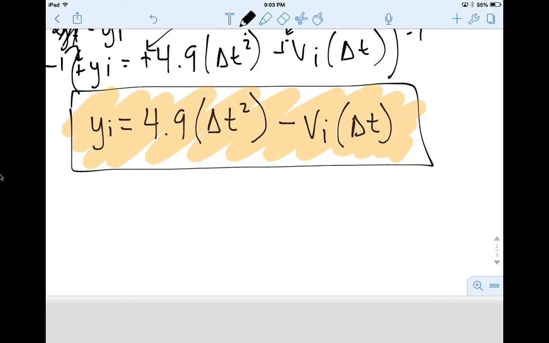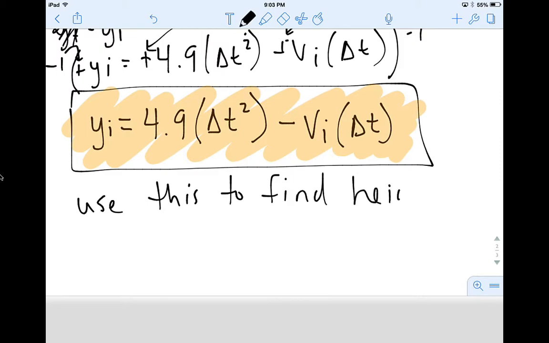Now, we're going to use this to find height or time. So that's our height and that's our time. We're going to be able to find one of those things by using this equation.